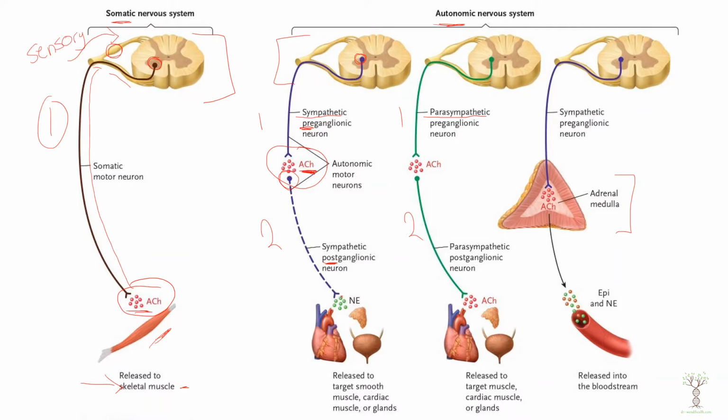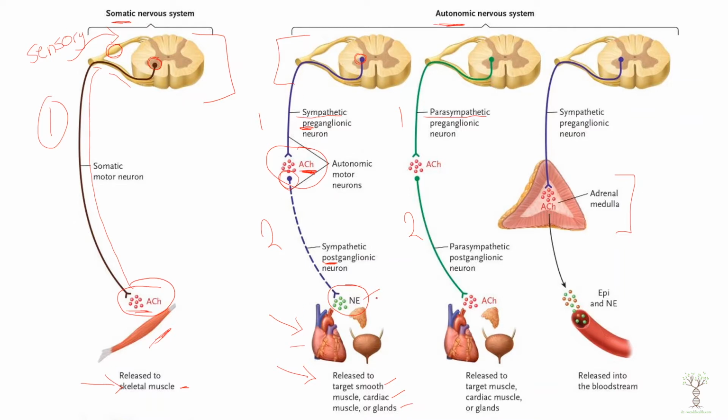And when the postsynaptic neuron reaches the target tissue, the neurotransmitter is now different. Now we are going to release norepinephrine. Norepinephrine will bind to receptors, and now the target tissue is also different. The target tissue is going to be anything that we cannot voluntarily control. So smooth muscle, cardiac muscle, and glands.